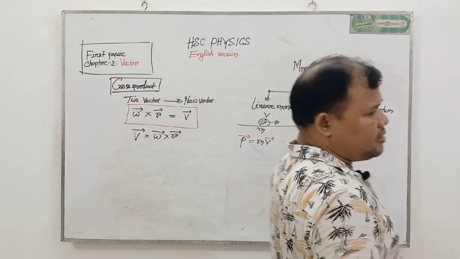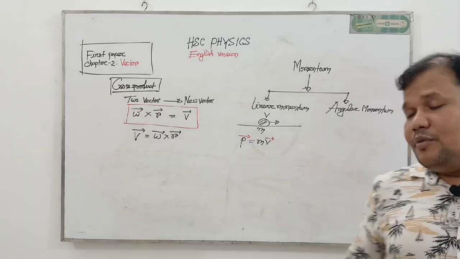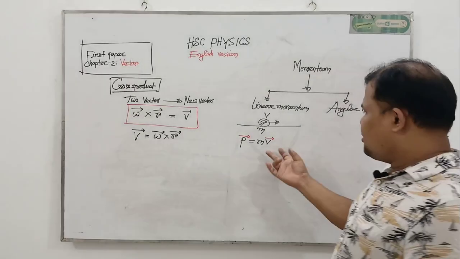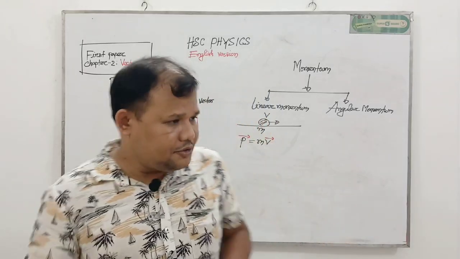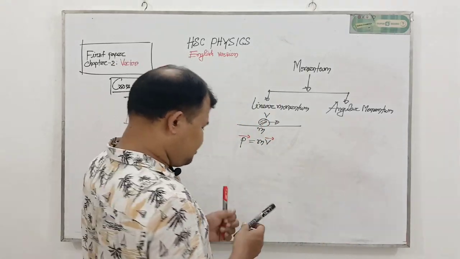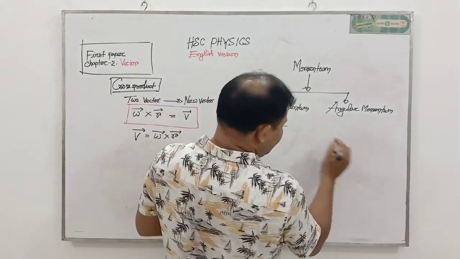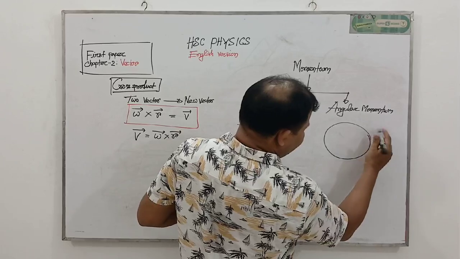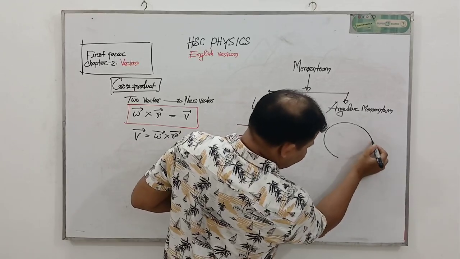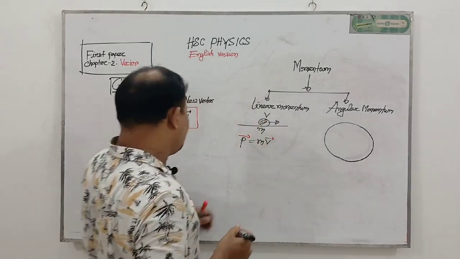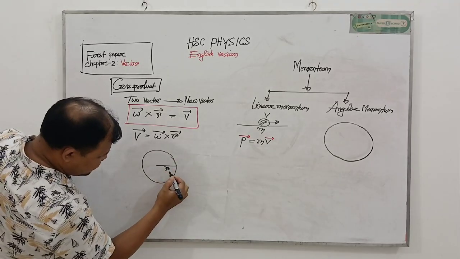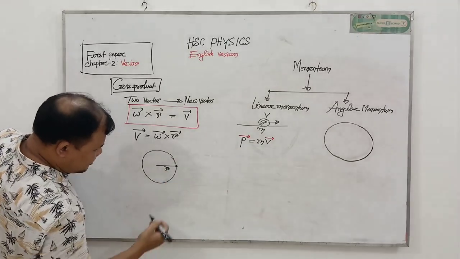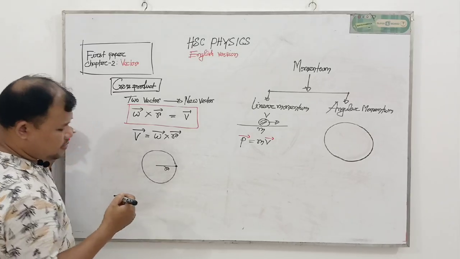My dear student, what is momentum? Momentum is nothing but the product of mass and velocity, called linear momentum, okay. My dear student, what is angular momentum? In our previous section we learned, if any body starts to rotate around a circular path, if this is the radius of the circle, okay, then two types of velocity are involved.